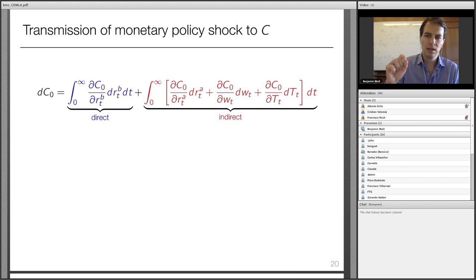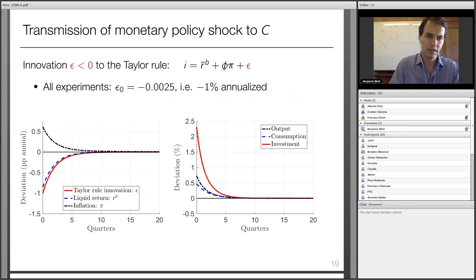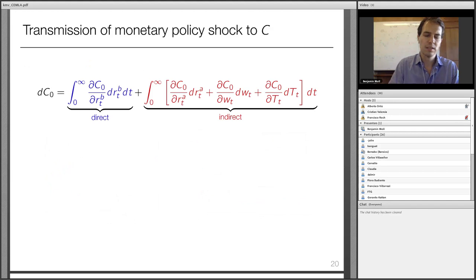Okay, so we're going to take the equilibrium time path of interest rates, so the RB here, which is the blue dashed line on the left. We're going to feed that into the household's problem, and we're going to assume that all the other prices remain fixed at the steady state. Then we're just going to compute what would have happened to aggregate consumption if only the liquid return had changed, and we're going to call that the direct effect. So that's this term here. Then we're going to repeat this exercise for the other prices. We're going to call those indirect effects due to the liquid return. Same for wages and same for tax policy.